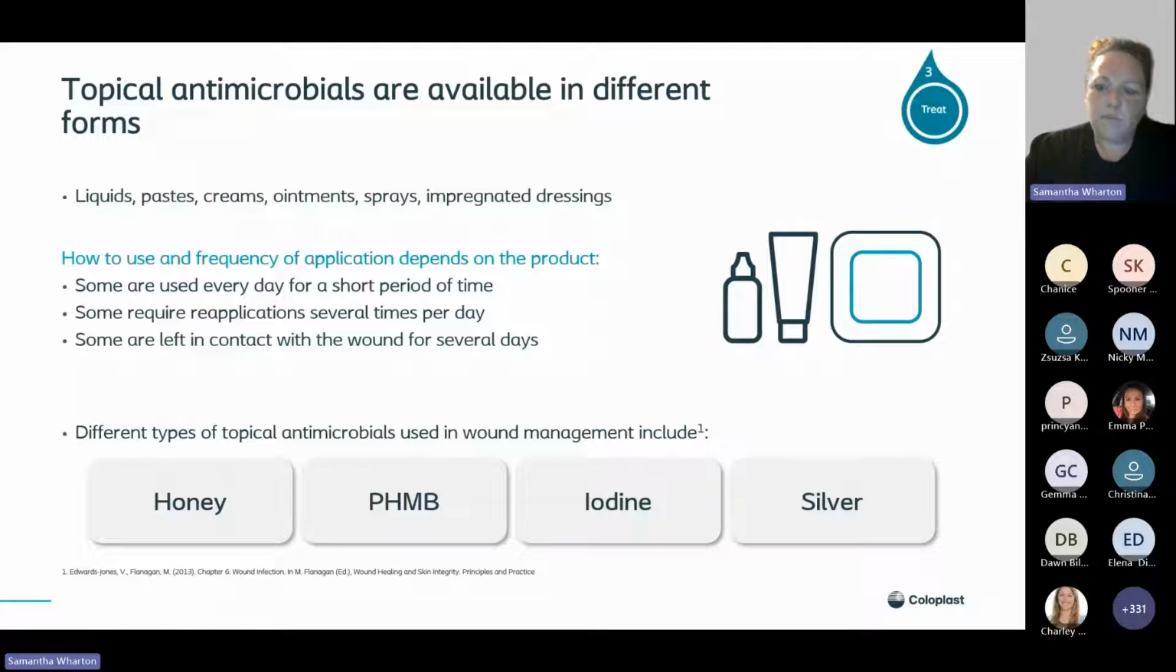So topical antimicrobials are available in many different forms. They come in liquids, paste, creams, ointments, sprays, and impregnated dressings. How to use and the frequency of application depends on which product you're using. Some are used every day for a short period of time, some require reapplication several times a day, and some can be left in contact with the wound for several days. Some of the common antimicrobials that I'm sure you either have on your formulary or have used within your clinical practice are honey, PHMB, iodine, and silver.